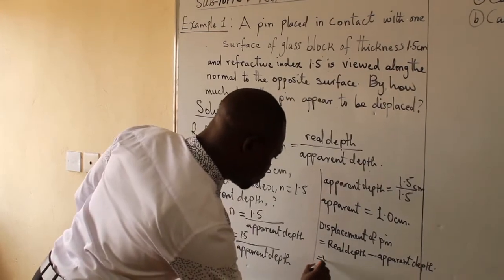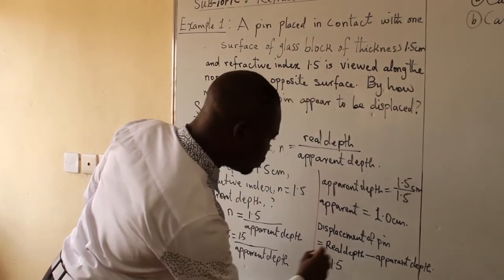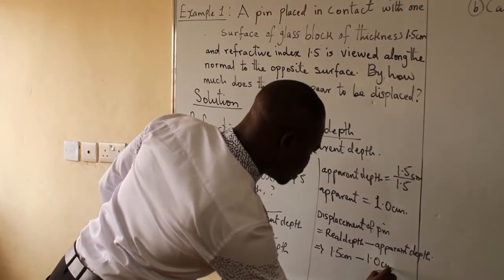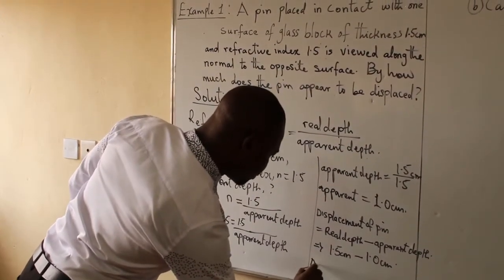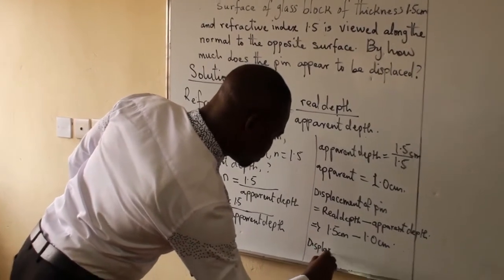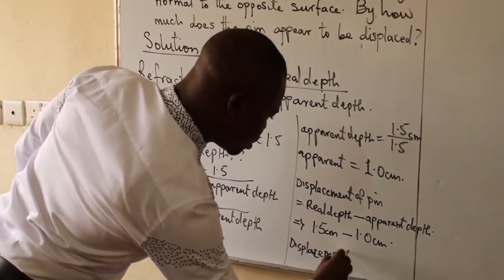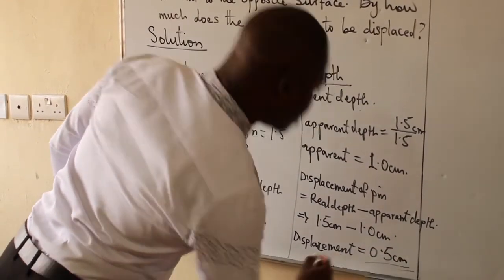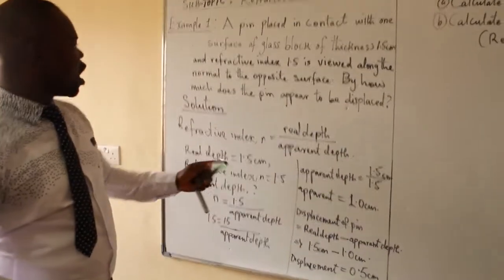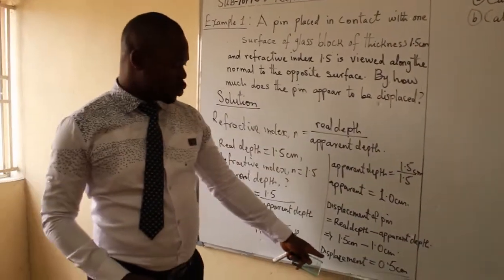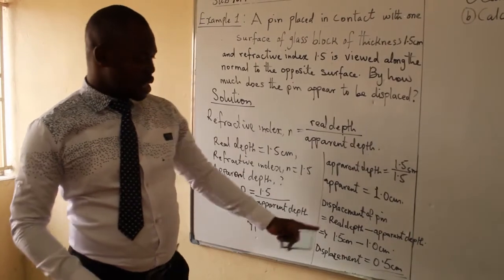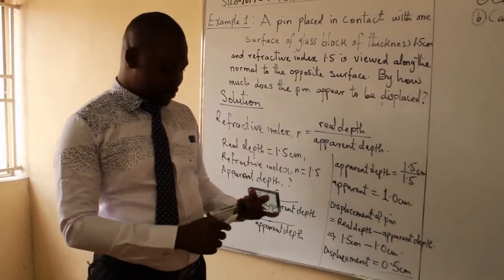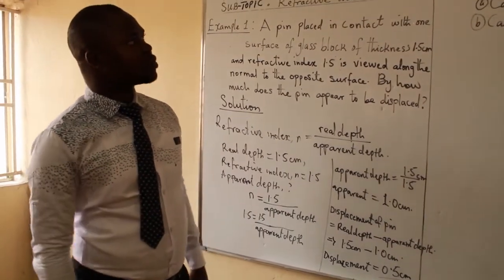So we have 1.5 centimeters minus 1.0 centimeter. So displacement, therefore, equals 0.5 centimeter. So that's the displacement. By how much does the pin appear displaced? So the difference between the real depth and the apparent depth, based on this calculation, is 0.5 centimeters. Okay. All right.